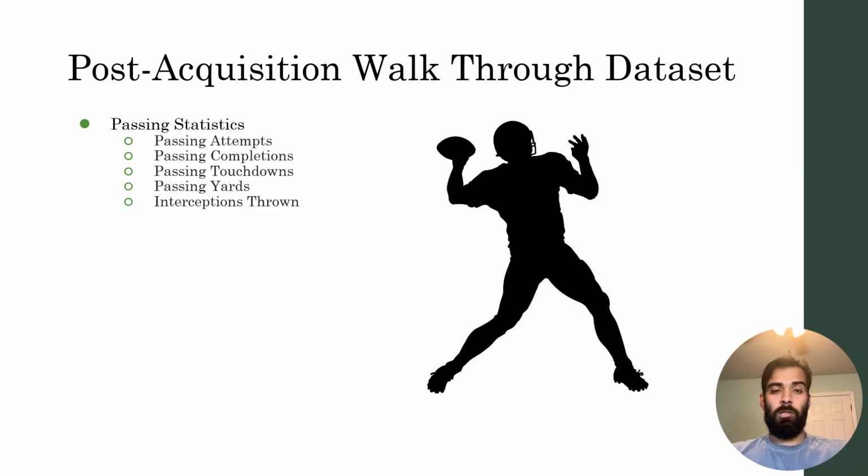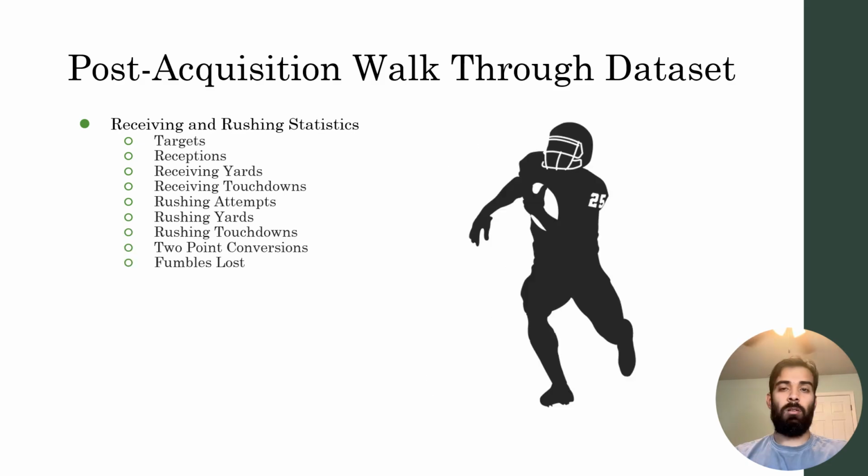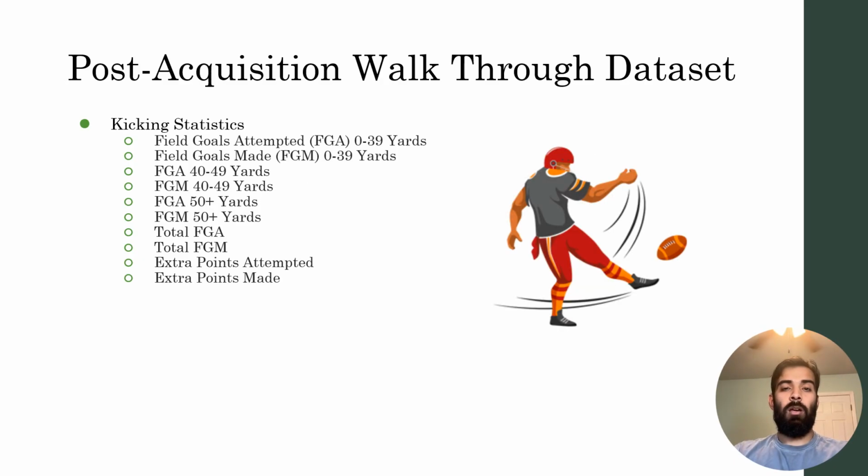Next, we can take a look at some passing statistics, which would generally only apply to quarterbacks, like passing yards and touchdowns. And then we have our rushing and receiving columns, and these would also most likely only be applicable to wide receivers, tight ends and running backs, because here you have things like receiving yards, rushing yards, and receiving touchdowns. And then we have kicking statistics as well for kickers, where we have columns like field goals attempted and field goals made.